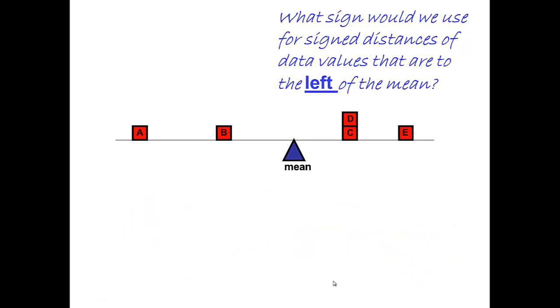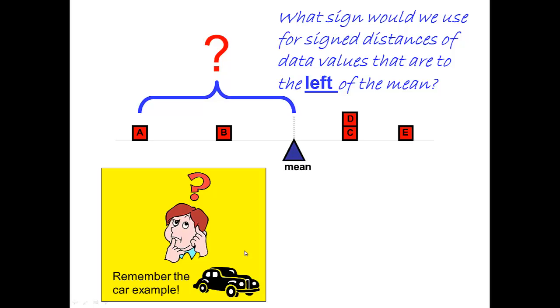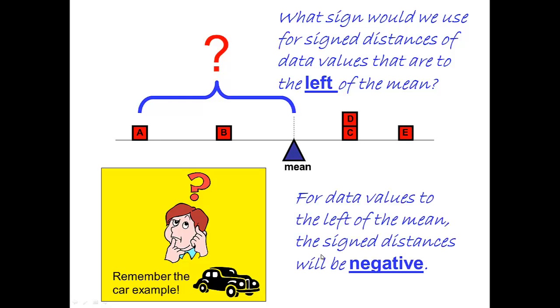What sign would we use for the distances of the data values that are to the left of the mean? Remember the car example, or think of a number line. If we're moving to the left on the number line, what direction would that be? For data values to the left of the mean, the signed distances will be negative.